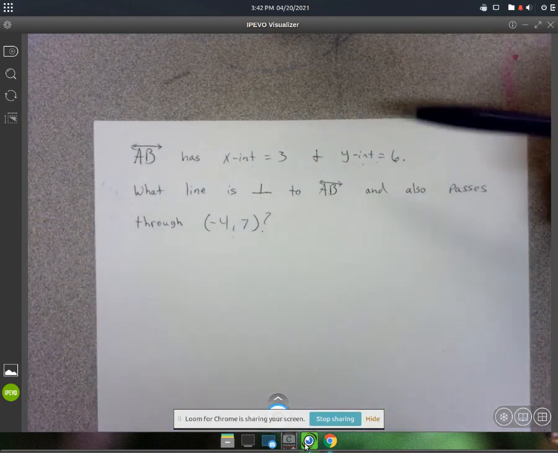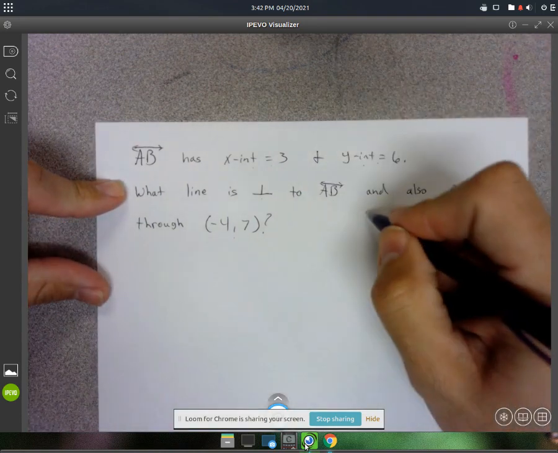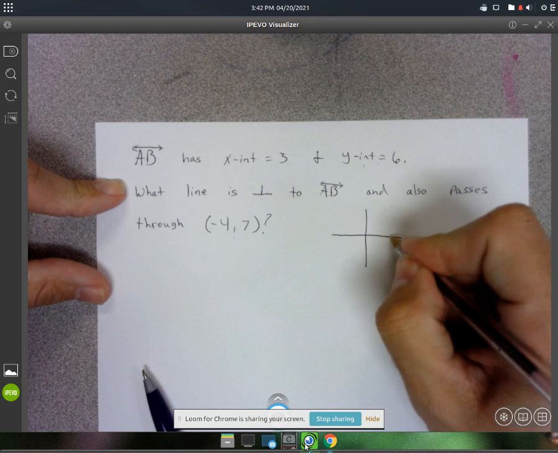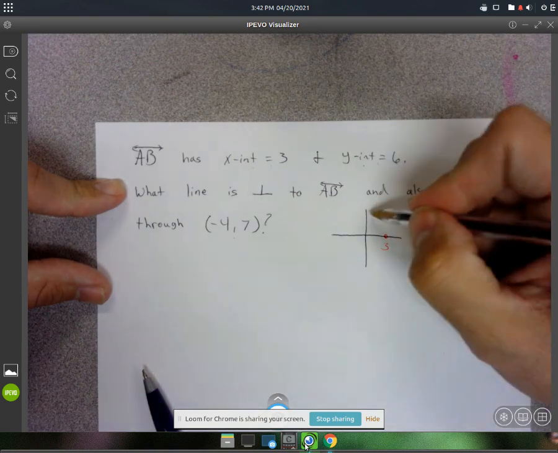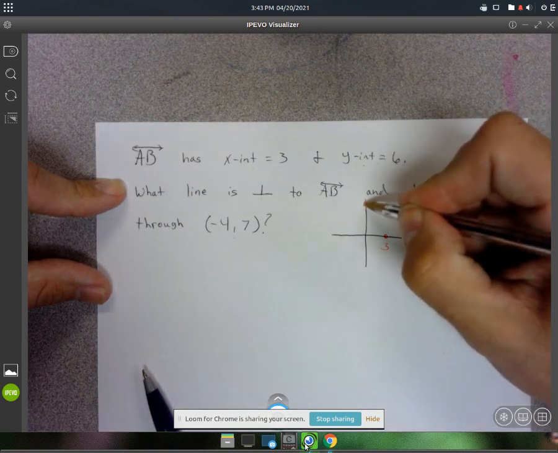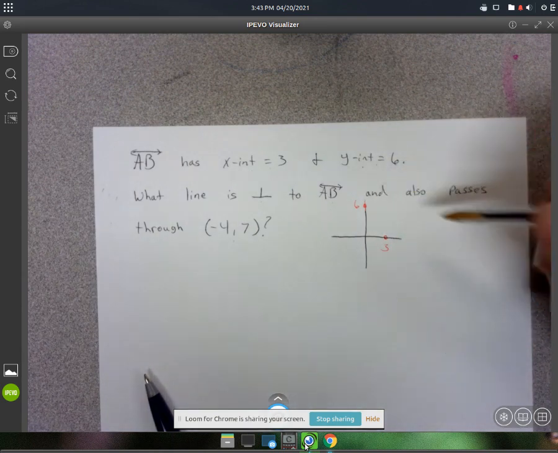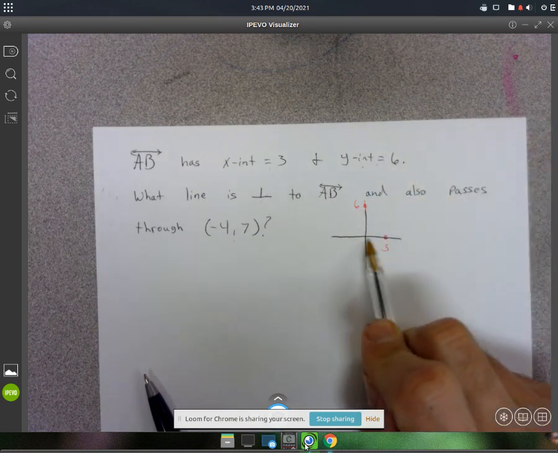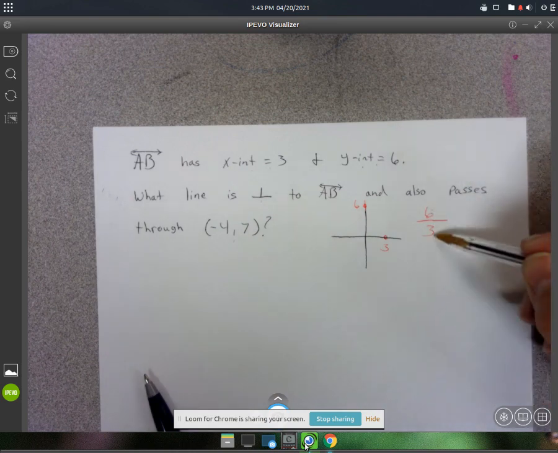All right, so the first thing I want to do is I want to figure out the slope of the line AB. So what I'm going to do here is I'm just going to plot these x and y intercepts. X-intercept is 3, they said, and the y-intercept is 6. So that's about that high, something like that. Now, just from these two, we can figure out what the slope is. The slope is how much it goes up and down between the points and how much it goes left and right between. So the up and down is 6, and the left and right is 3. So rise 6, run 3.